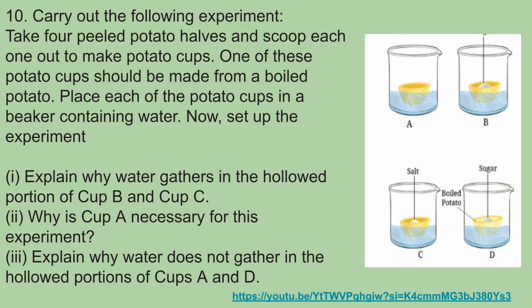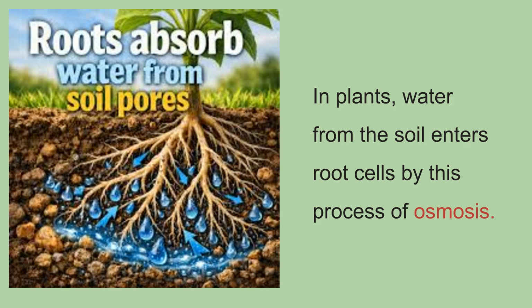Consider the potato cup experiment shown here. This setup demonstrates osmosis under different conditions. Think about why water gathers in cups B and C but not in A and D, and the purpose of cup A. In plants, water from the soil enters the root cells through the process of osmosis.